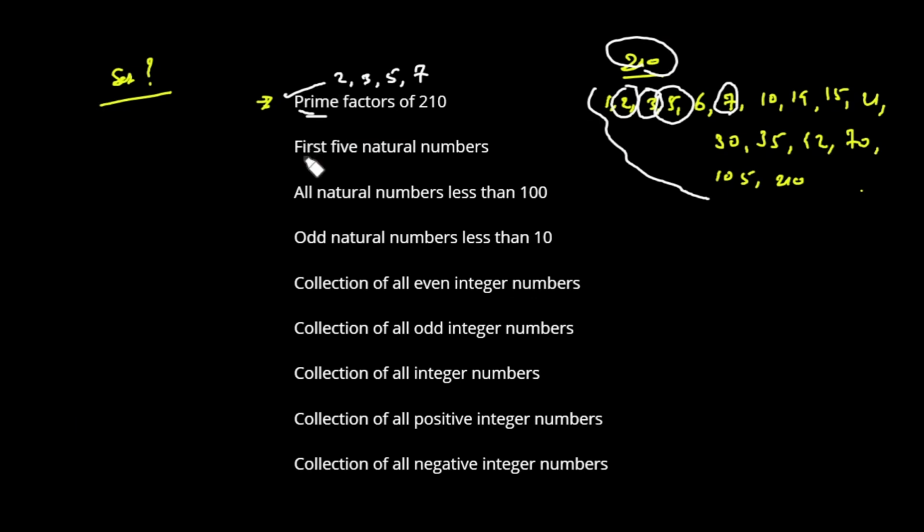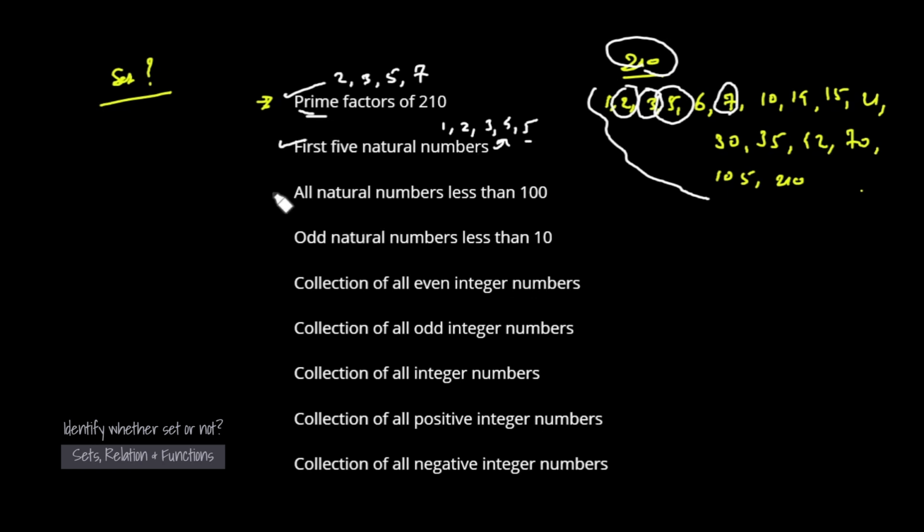Second is the first 5 natural numbers. We know that the natural numbers start from 1. So the first 5 natural numbers are 1, 2, 3, 4 and 5. If you ask this question to any of your friends, they will enlist these 5 numbers, so it is a set. Next is all the natural numbers less than 100.